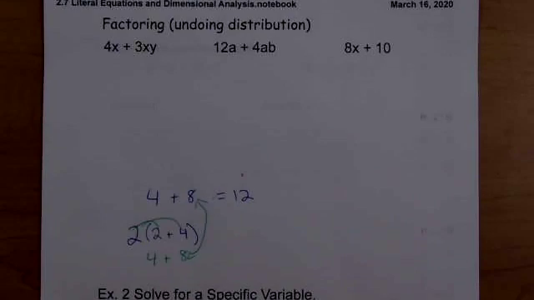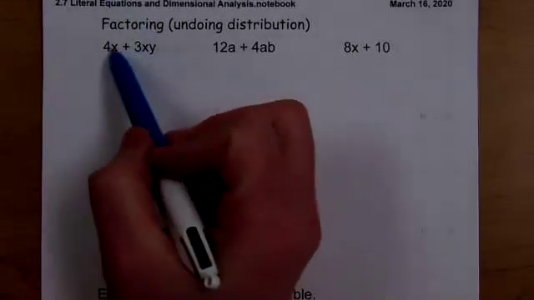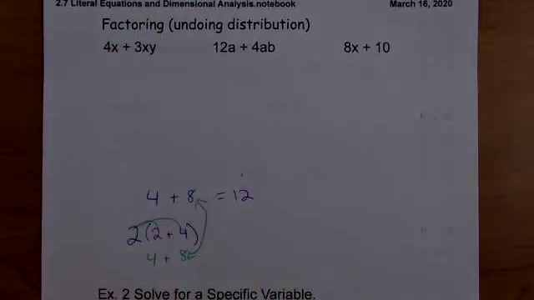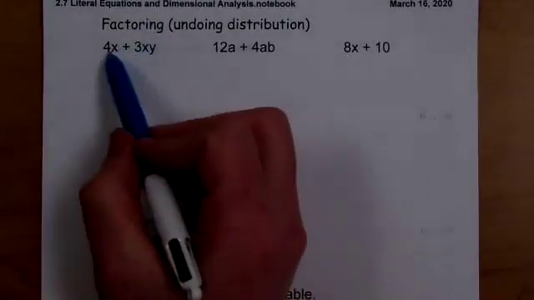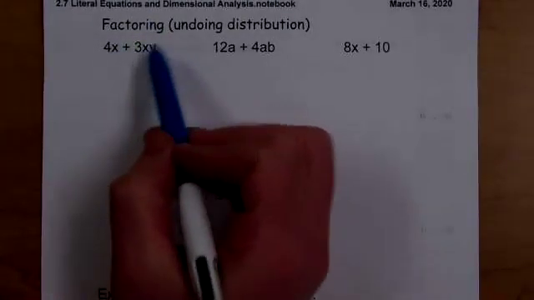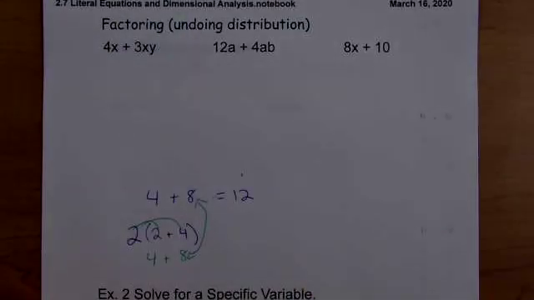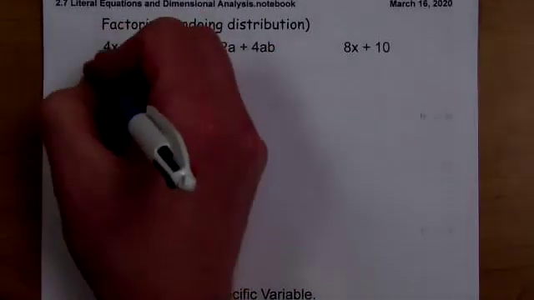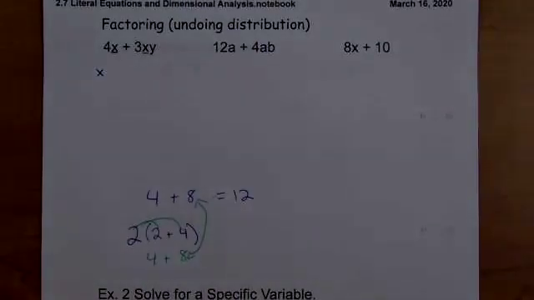And you may be going, okay, Mr. Harris, why are we doing this? What does this have to do with anything? Why don't I just do 4 plus 8? Well, because sometimes we can't do that. So let's look at this first example here. We have 4x plus 3xy. Well, I can't combine these. They're not like terms. Well, does each part have something that's the same? And yes, they both have an x in it. So we're going to take that x out.